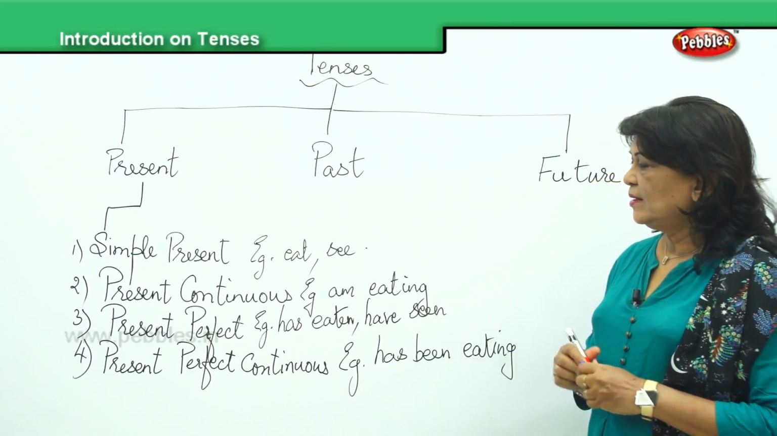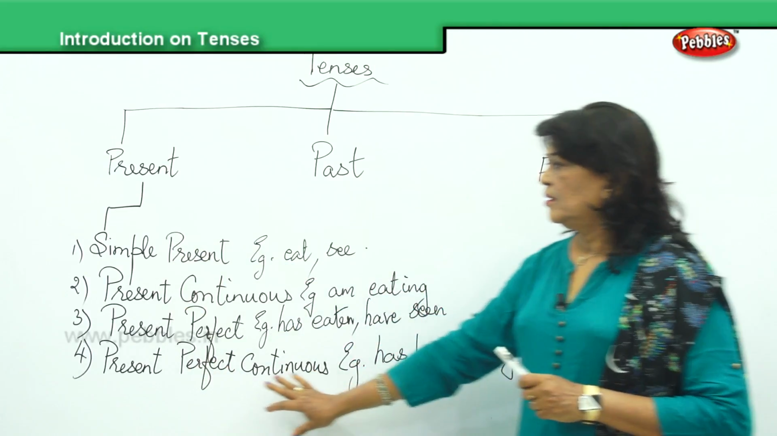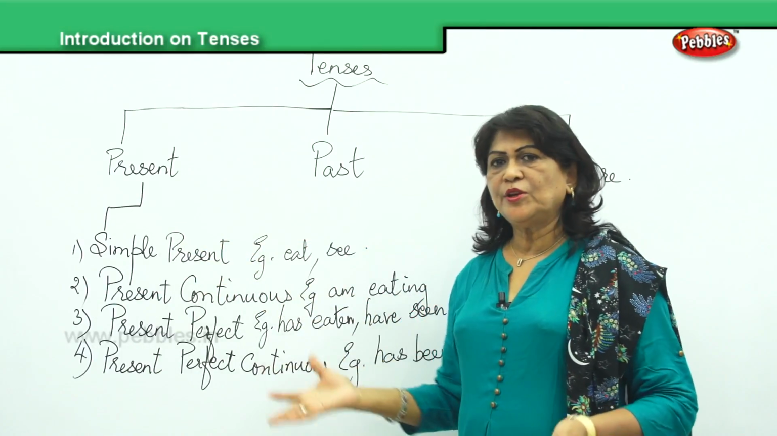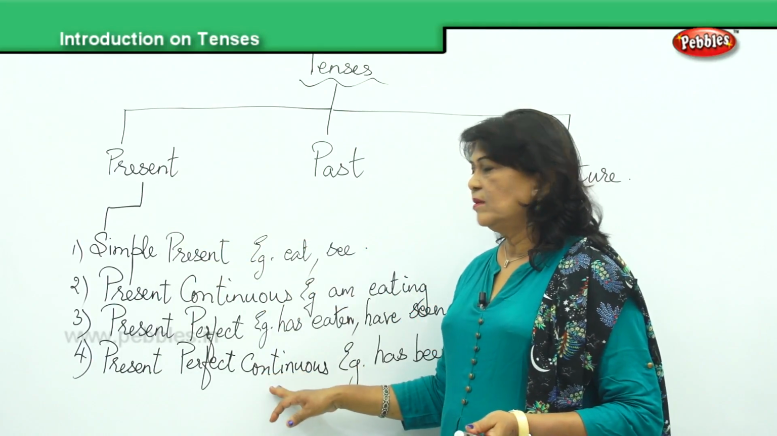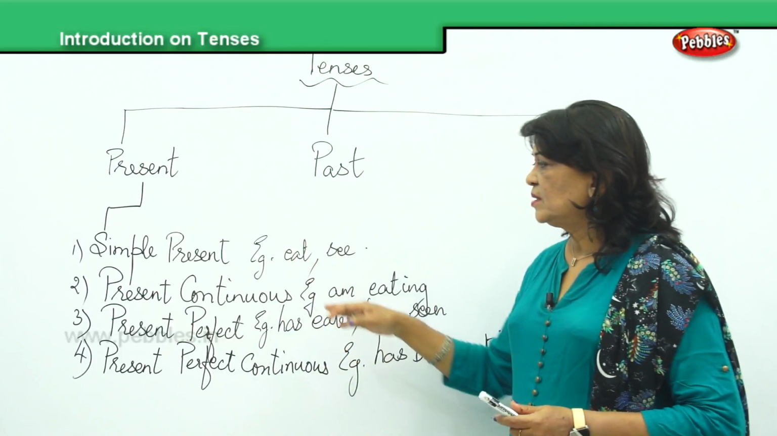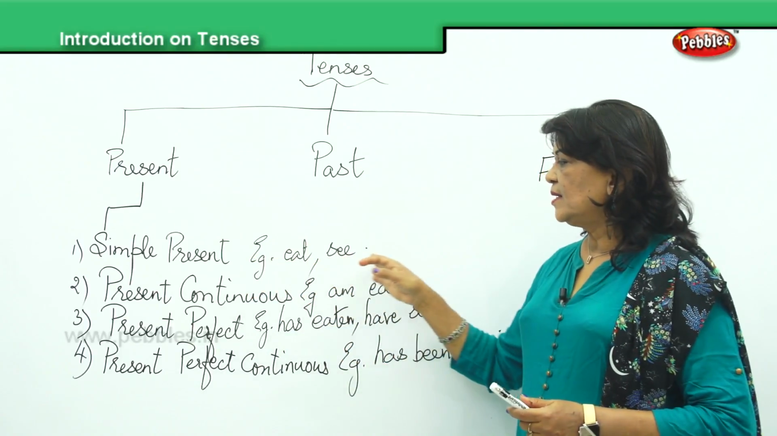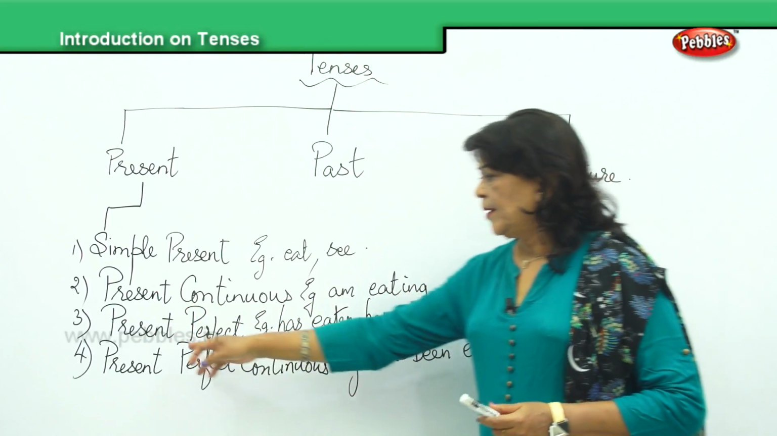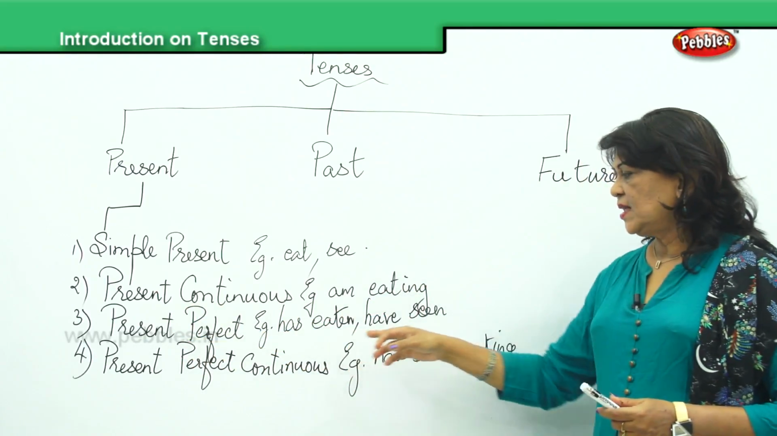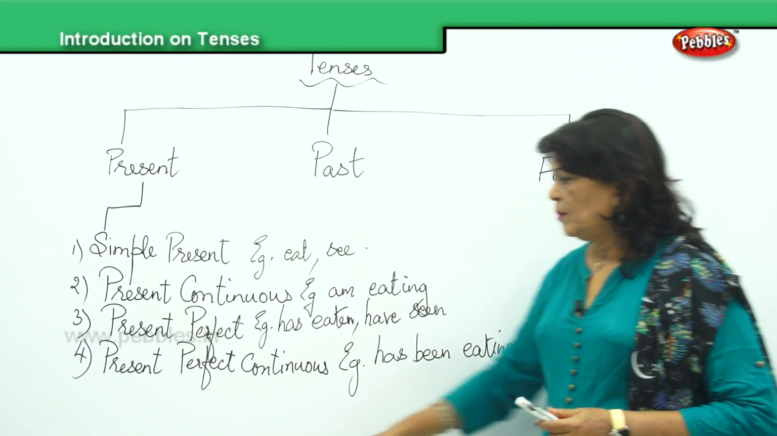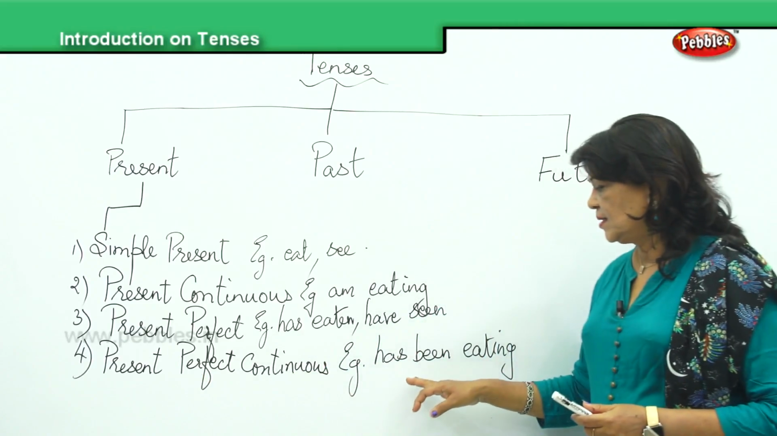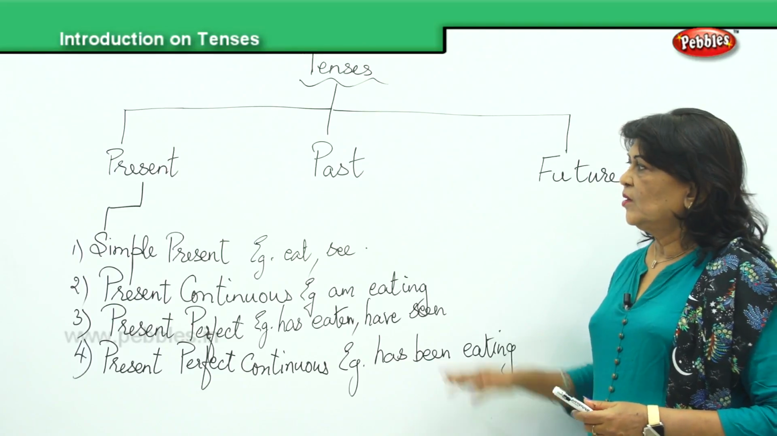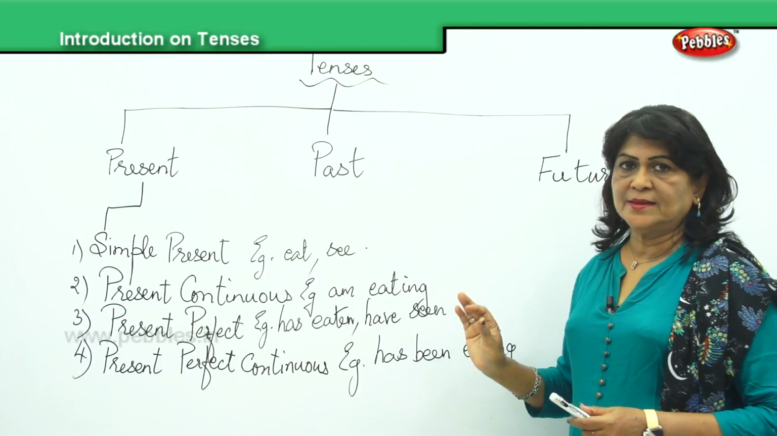Okay? So, I think you have understood the basic concept of the present tense. They can be divided into 4 different classifications. Now, simple present, eat and see, present continuous, am eating, present perfect tense, has eaten or have seen, present perfect continuous is has been eating. Is that clear? Now, I am going to deal with the past tense.